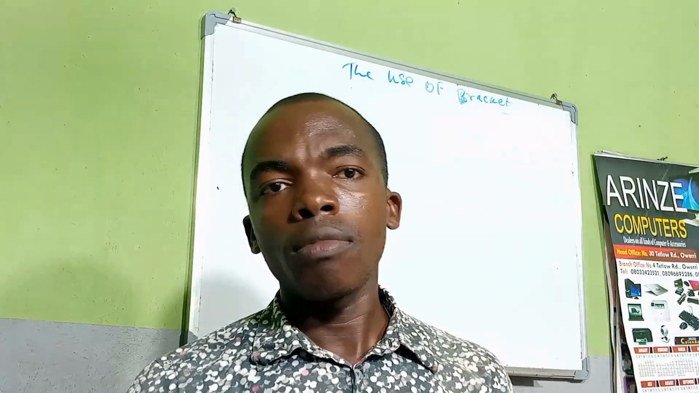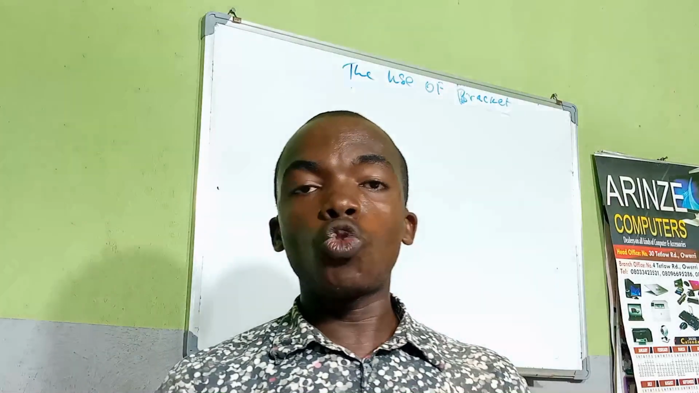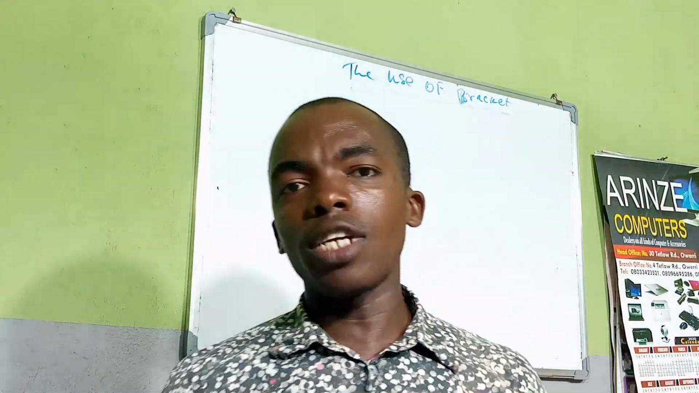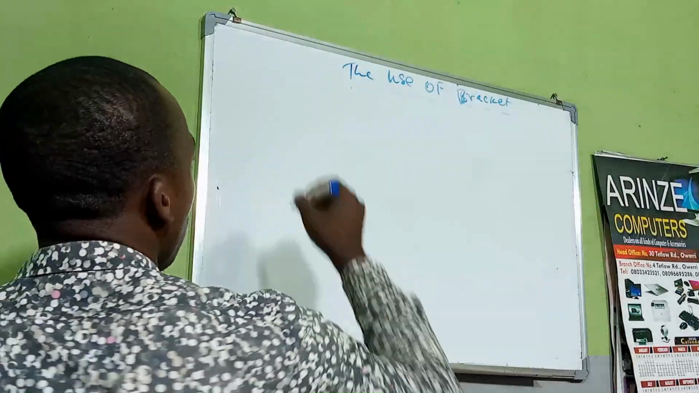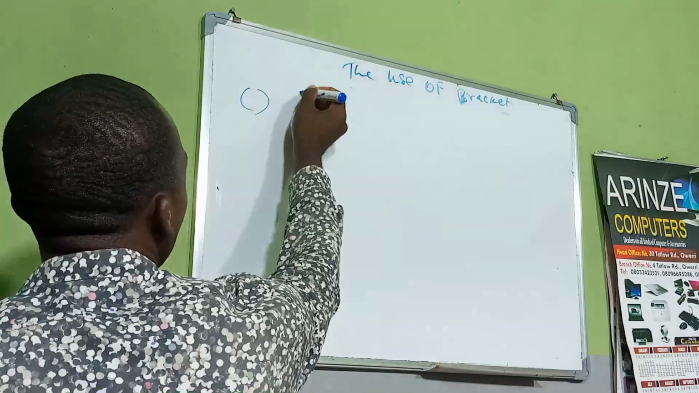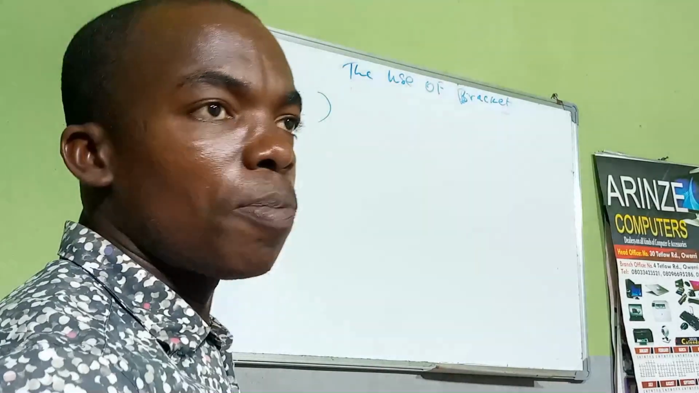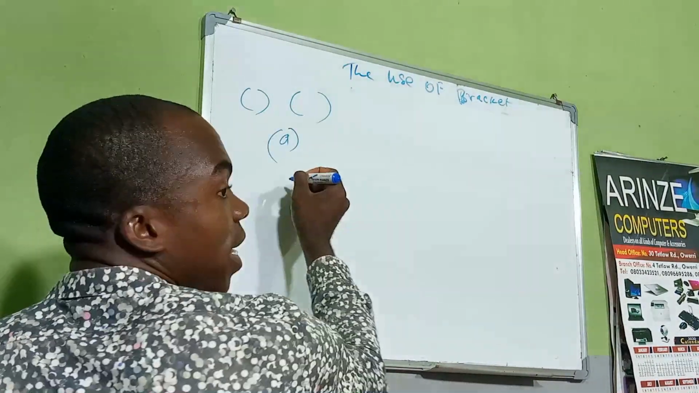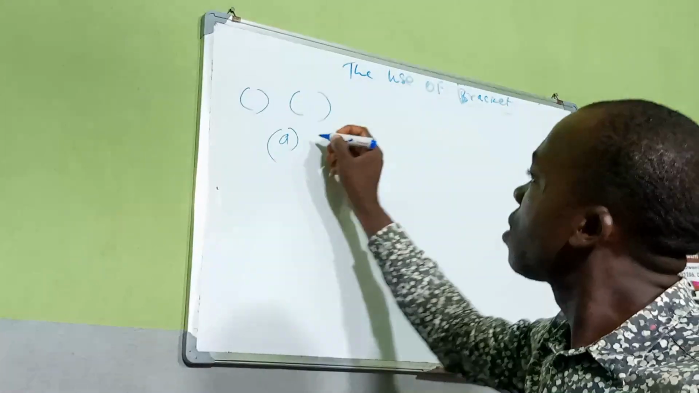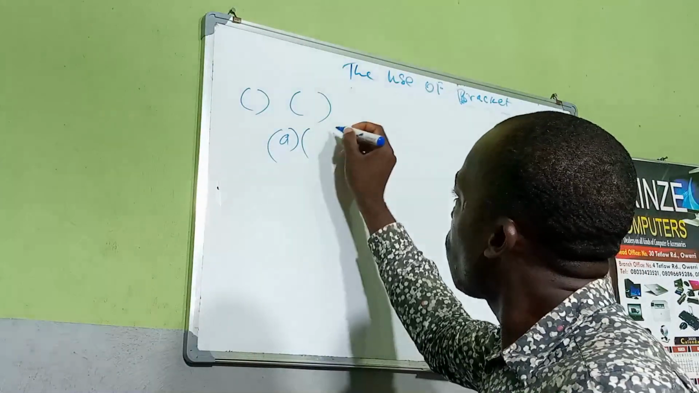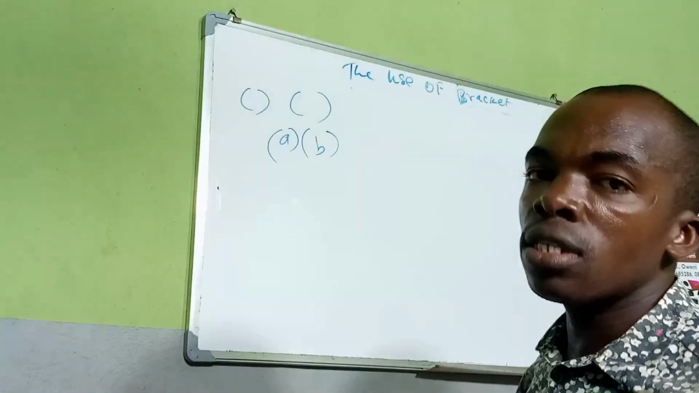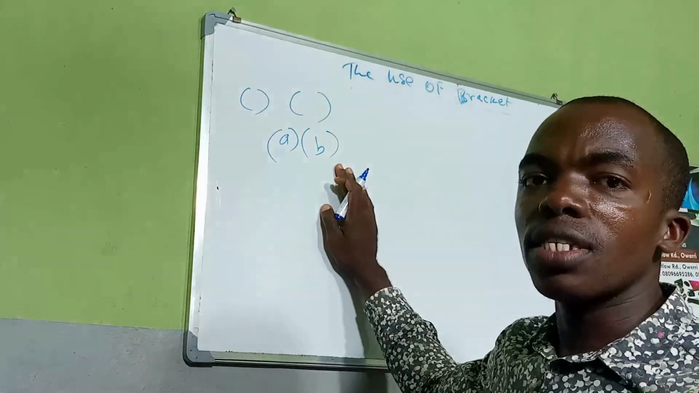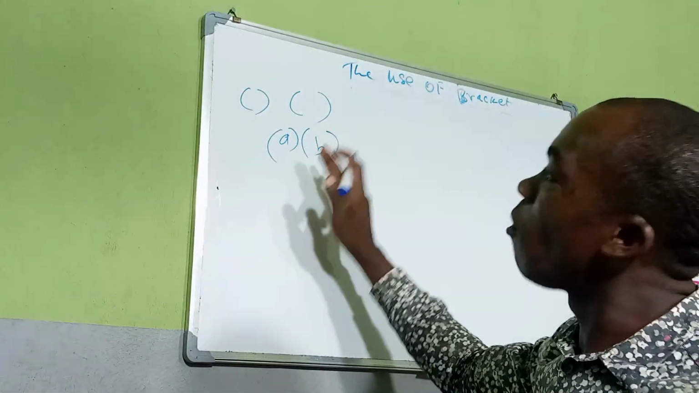Now let me start by telling us that whenever you see two brackets in mathematics, it simply means multiplication. For example, if I have this bracket and this bracket, it simply means multiplication. Like if I have (a) close bracket and (b) close bracket, this simply means multiplication. It simply means that a is multiplying b. Do you get?